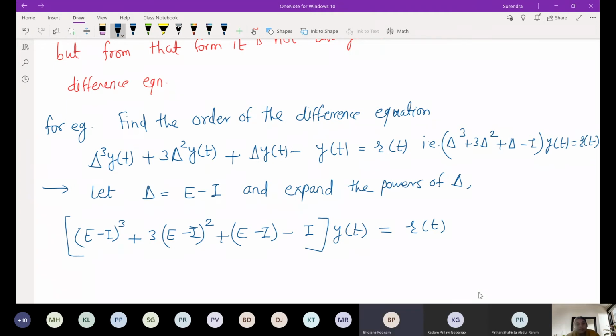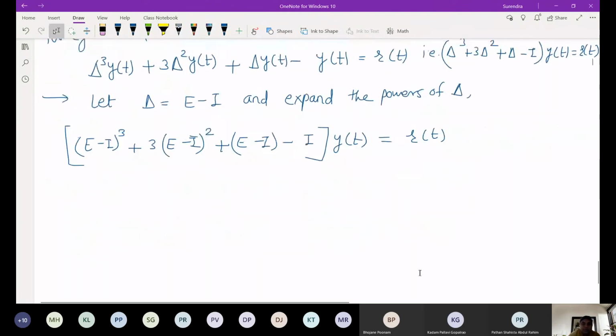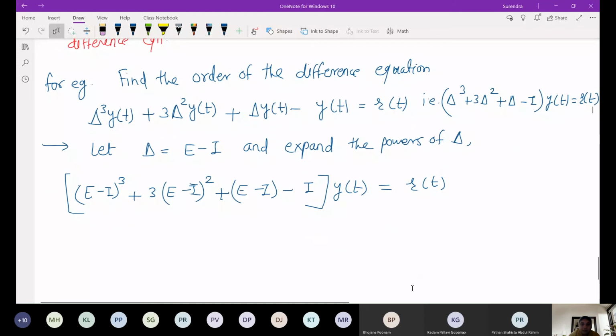Yes, ma'am. I want to find the order of the difference equation. For that I need to know what is the highest order argument of y and what is the lowest order argument of y. Directly by seeing like this I can't say, because there may be chances some arguments will get cancelled. We can see from this example.